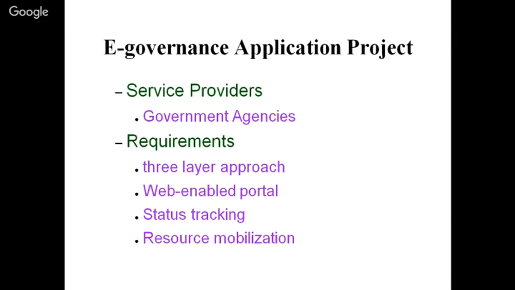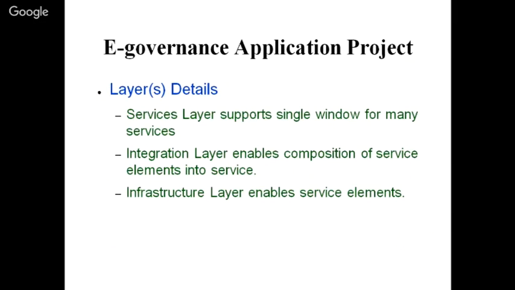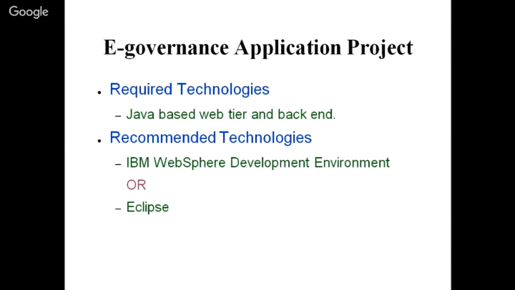Requirements: they have proposed a three-layered, web-enabled portal approach. They wish to have a status tracking facility, resource mobilization from different resources. Then required technologies: they have proposed that we would be using a Java-based web tier and backend. Recommended technologies: IBM WebSphere development environment or Eclipse. NIC has proposed this for this e-governance project.